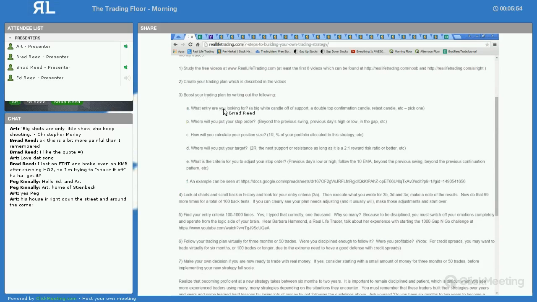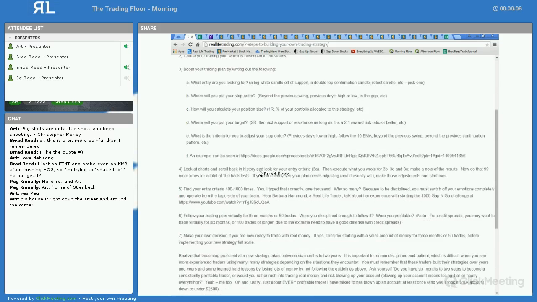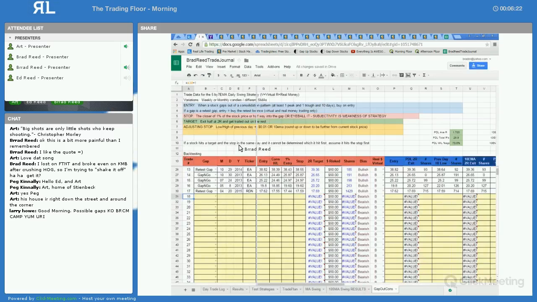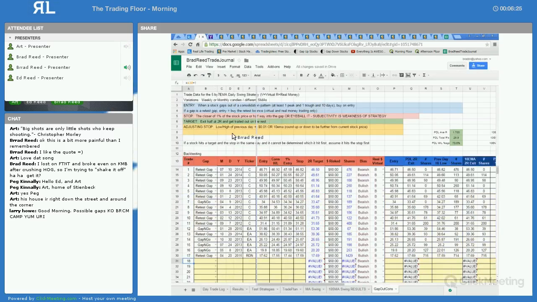Step 3 is where you write down what entry you are looking for, where you will put your stop, how you will calculate your position size, where you will put your target, and what the criteria is for adjusting your stop order. And then number 4 is look at the charts, scroll back in history, and look for your criteria, then execute what you wrote in 3, B, D, and E. So basically, you go back in the charts and you look for your criteria. Now, to answer your question, Chris, I use TradingView. Now, here is a strategy that I am back trading.